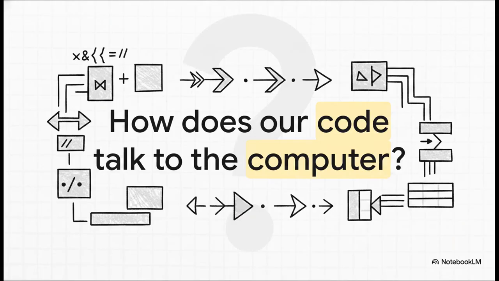So let's really think about this for a second. We write code in these languages that are built for us. They're full of complex logic and symbols that we get. But a computer's processor speaks a much simpler, more direct language. So how do we bridge that massive gap? How does our creative, kind of abstract code actually talk to the super literal, logical computer?